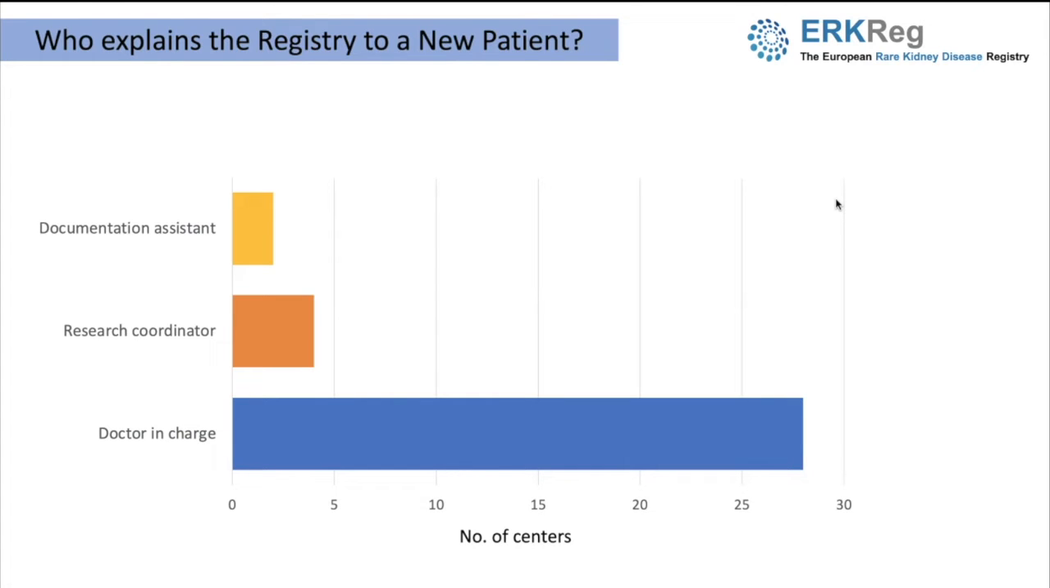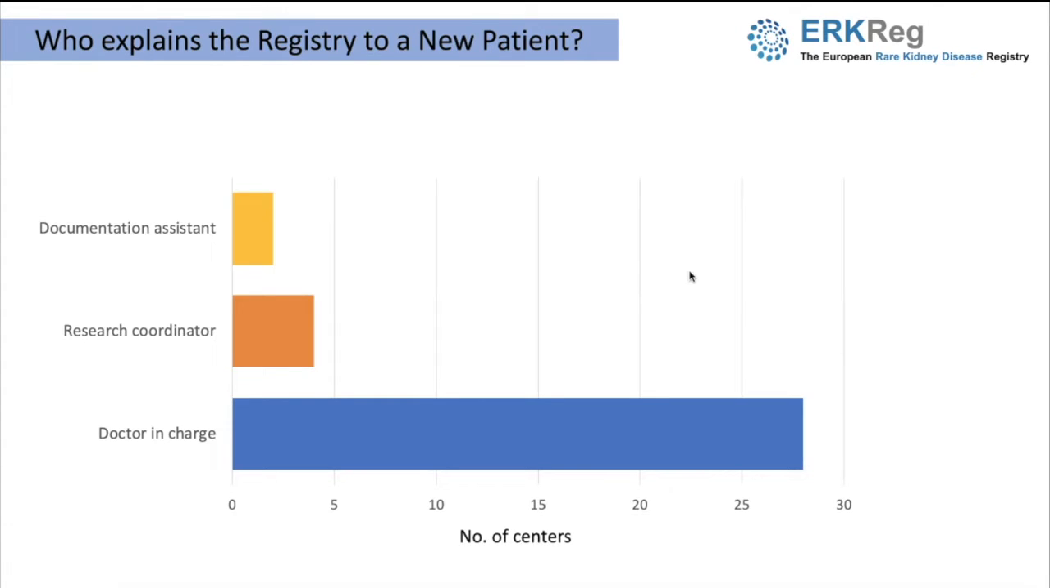So let's come to the actual implementation details. How did we get there? How did we achieve to have 8,000 patients enrolled in 48 centers? Well, it starts with having a procedure in place to explain the registry and invite the patients who come to the clinic for the first time to enroll in this registry. And this, as you can see here from a survey we did just 2 weeks ago, is usually done, as you would expect, by the doctor in charge, and in some cases by research coordinators or documentation assistants.